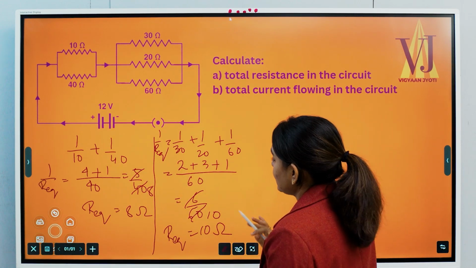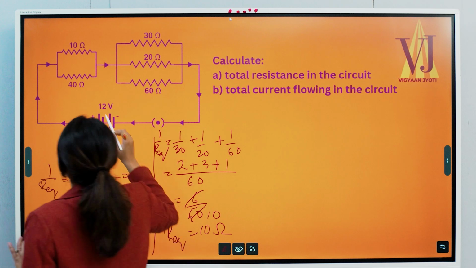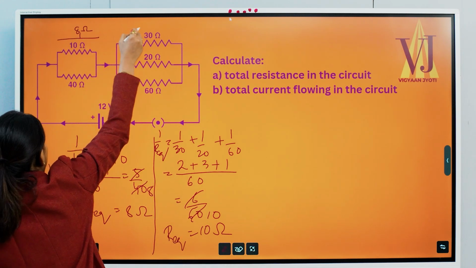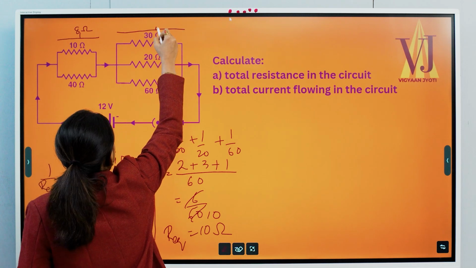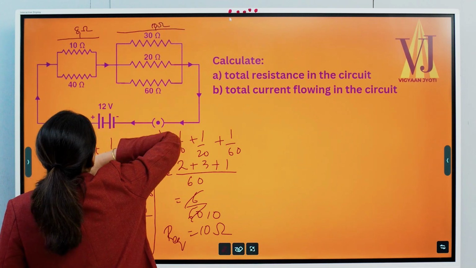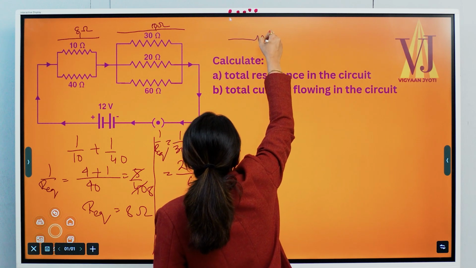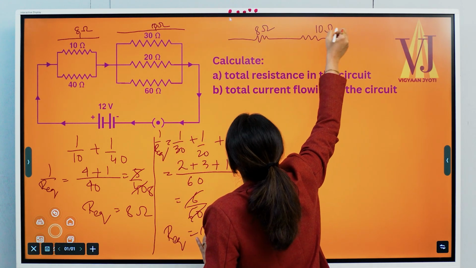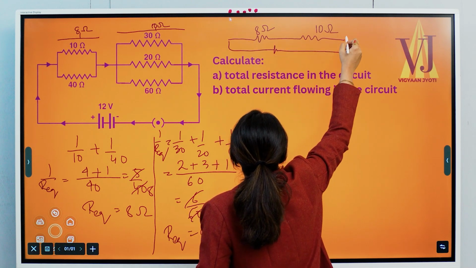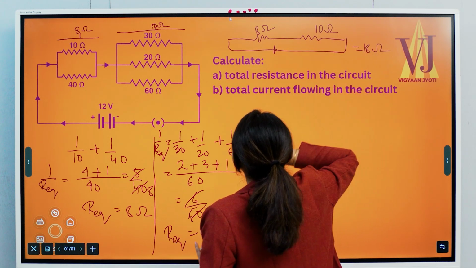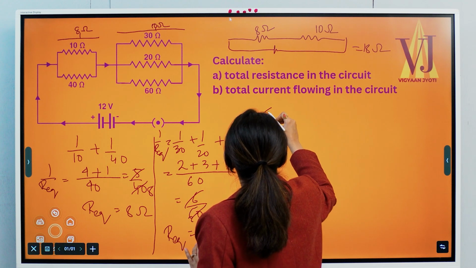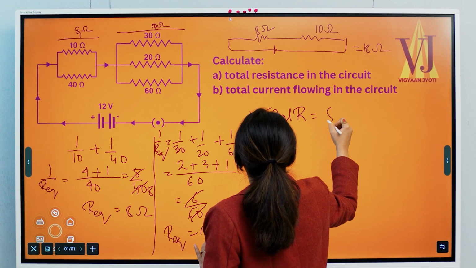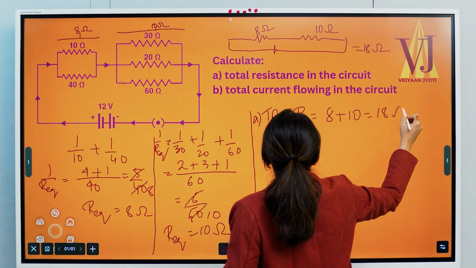We have parallel as in the two. Now that means this equivalent part resistance will be how much? 8 ohm, and this part of the circuit 10 ohm, right? That means if we convert them into series, this will be 8 ohm and this particular portion will offer 10 ohm. Now what is my total resistance? 8 plus 10, 18 ohm. Clear?